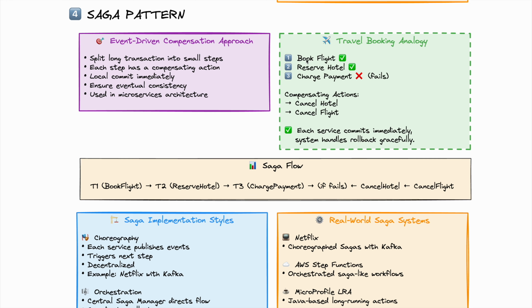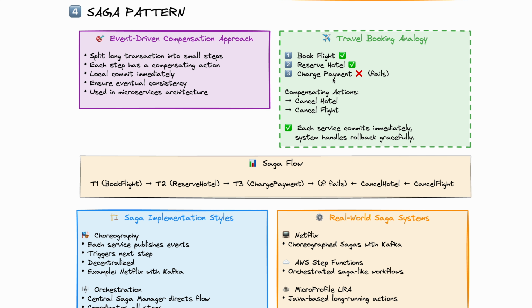the 2PC and the 3PC, as soon as we receive the transaction, each step does a local commit immediately, right? It means that as soon as we receive the flight, we are committing that transaction. And the reserve hotel, as soon as we receive that, we are committing that transaction. But if the charge payment fails, then we are sending the compensating actions, which means that we are canceling the hotel and we are canceling the flight. So that's the difference between the Saga pattern and the 2PC.